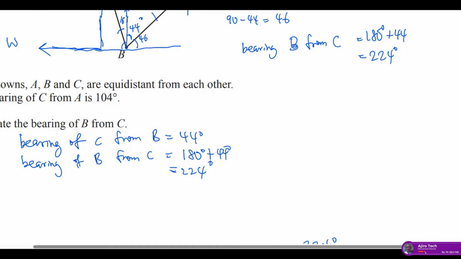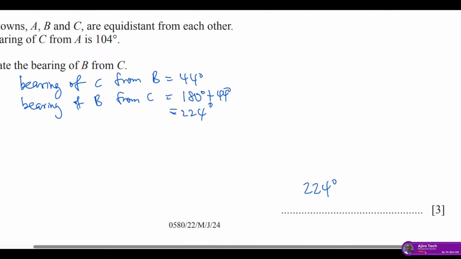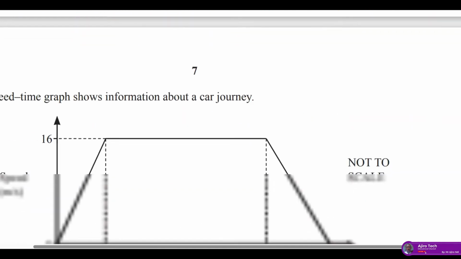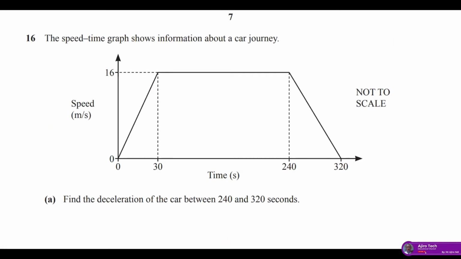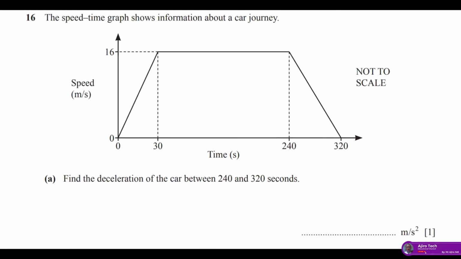So the next question I want to look at is the speed-time graph. Question 16. The speed-time graph shows information about the car journey. Find the deceleration of the car between 240 seconds and 320 seconds, this region.